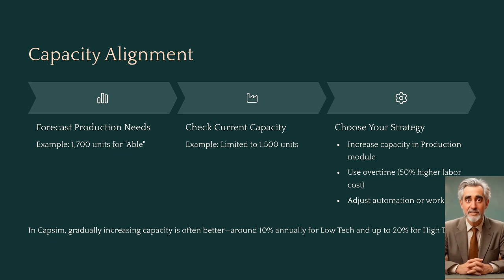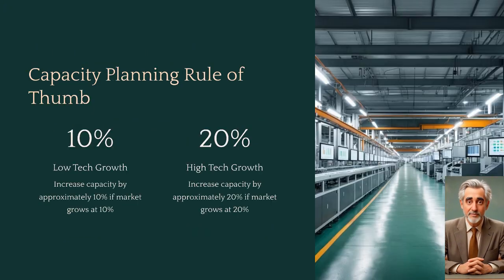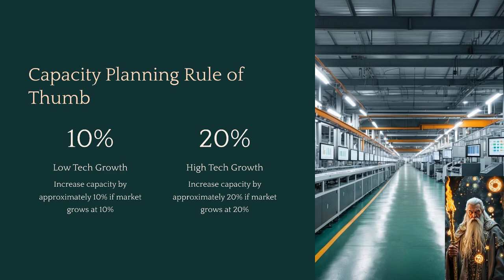In CapSim, it's often better to gradually increase capacity, say 10% annually for low tech and up to 20% for high tech, if you expect market growth. Capacity planning rule of thumb: low tech, increase by 10% if market grows 10%. High tech, increase by 20% if market grows 20%.